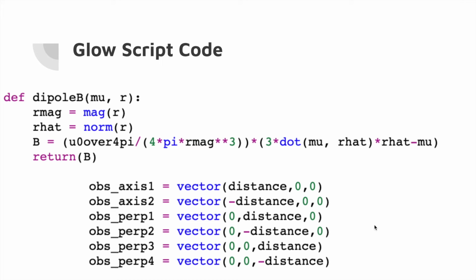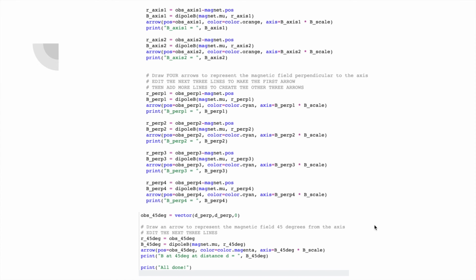So now we'll look at my GlowScript code. I first defined a function to calculate the magnetic field due to a dipole with a given observation location and dipole moment. I set the locations for 6 points to visualize the magnetic field. 2 are on the dipole axis and the others are perpendicular. Next, I coded errors for each of the 6 points in the code here. Last, I did the same thing for the 45-degree angle off axis down here.